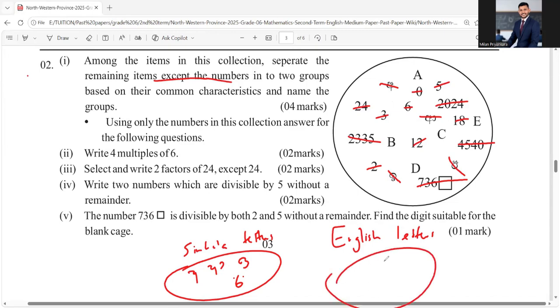And English letters, you can take A, B, C, and D. These are the things, right? And E is also there, right? Now these are the common characteristics, single letters and English letters, okay?